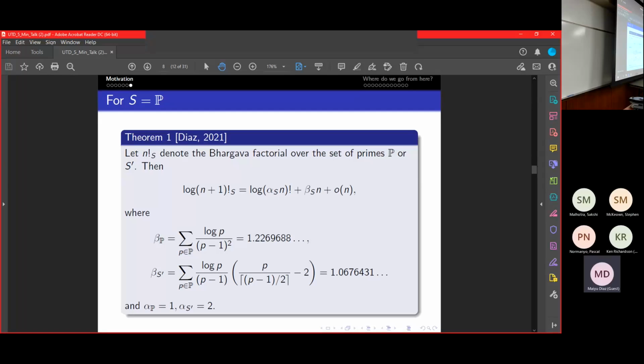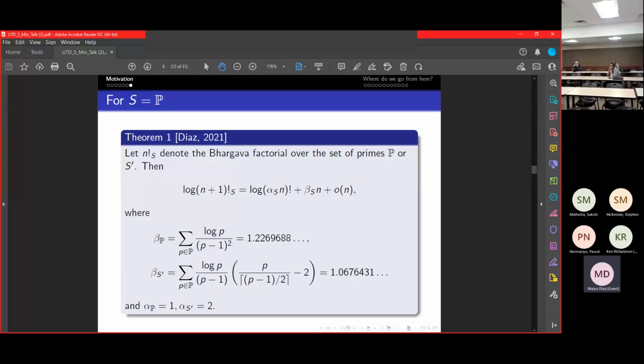But in this work, which has been accepted for publication this year, I was able to derive the weak Stirling's formula for these two sets. So over the primes, we get this constant hiding in front of the n, where we have the sum over p prime of log p over (p minus 1) squared, which is approximately 1.2269, etc. And for the set S prime, we get a bit more of an atrocity, but still we were able to get a representation.